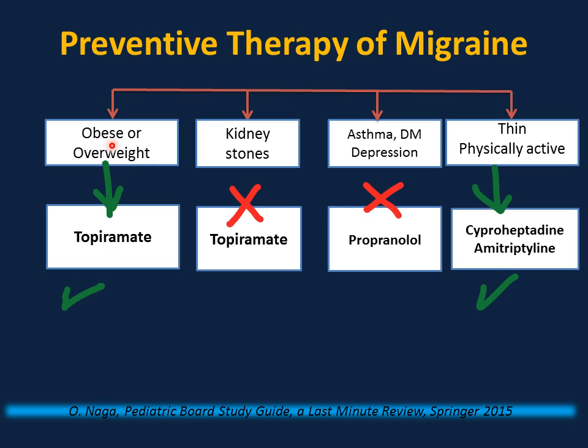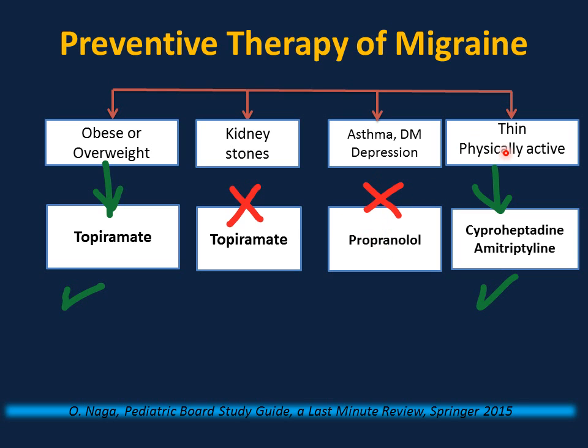But if this child is having kidney stones or a positive family history of kidney stones, topiramate or Topamax is not a good option, because one of the side effects of topiramate can be kidney stones. If a patient is having asthma or diabetes or depression, propranolol is not a good option to use in this case, because propranolol can exacerbate asthma, mask the symptoms of hypoglycemia in patients with diabetes, and can cause depression. So it's not a good option in this case.